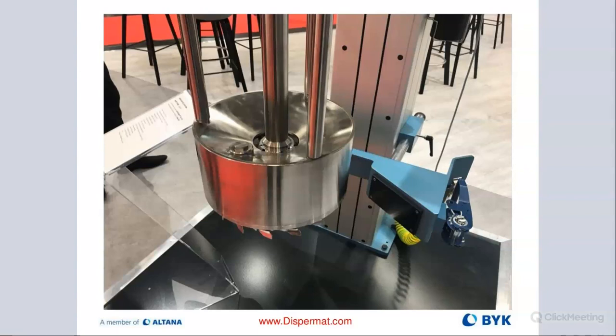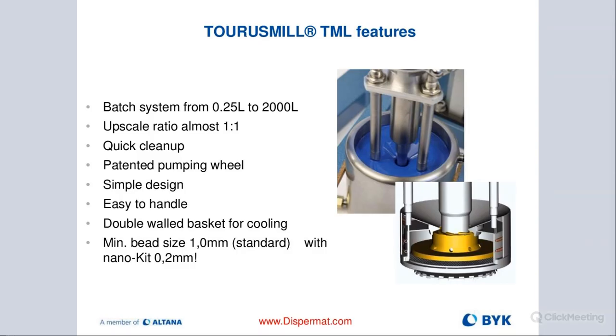That screw right there, that nut, you remove it to fill in the beads, and then you can kind of see there's a vortex wheel that sits right below that entrance, and that would actually create a vortex and suck the mill base into the basket for optimal movement of the material in and out of the basket.